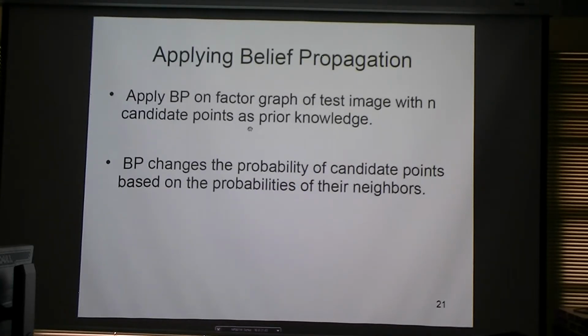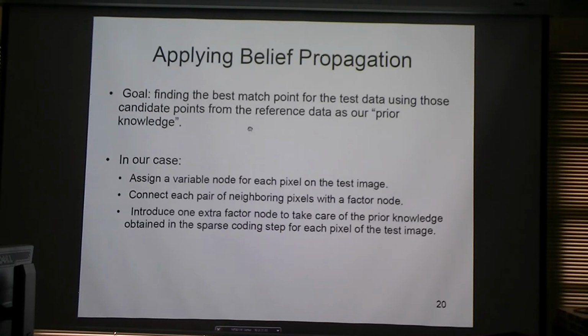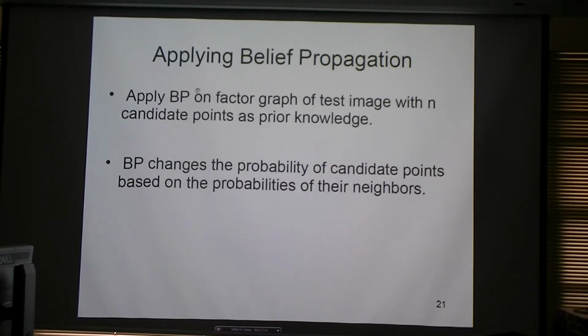We apply BP on the factor graph of the test image, where we have the n candidate points as prior knowledge. When BP is running, it can change the probability of the candidate points based on the probabilities of the neighbors.